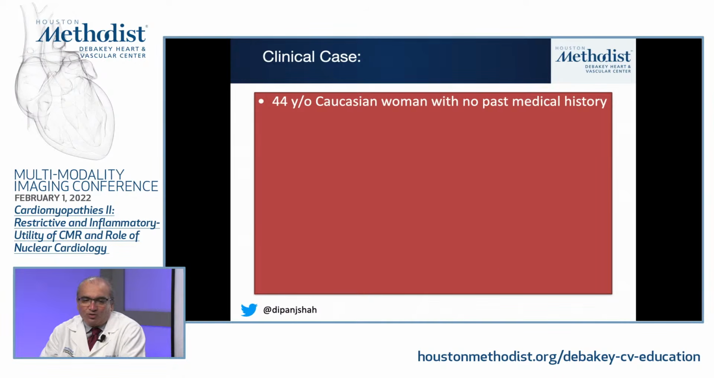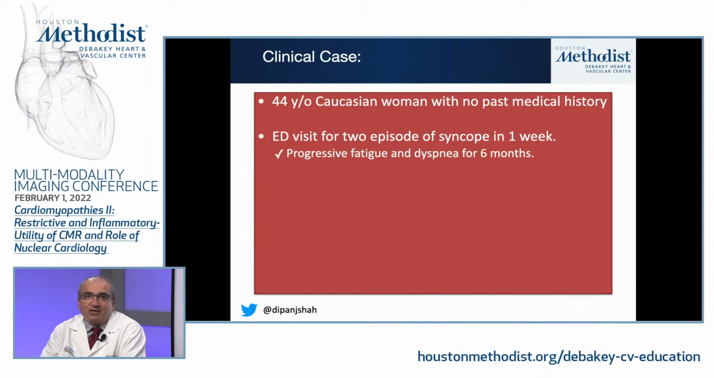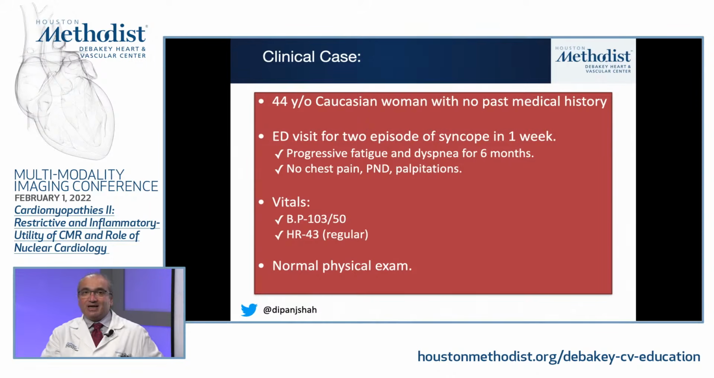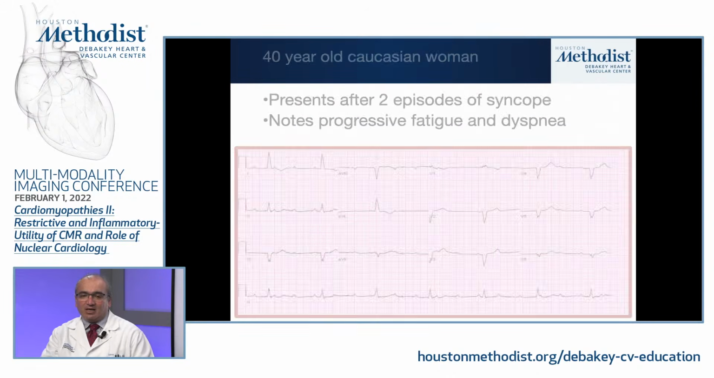This is a 44-year-old woman who has no past medical history. She presents to the emergency department with 2 episodes of syncope within the past week. She also notes progressive fatigue and dyspnea for about 6 months, denies any chest pain, PND, or palpitations. Her vital signs, blood pressure is relatively normal, 103/50. Her heart rate is 43, but regular, and has a normal physical exam documented in the ED visit.